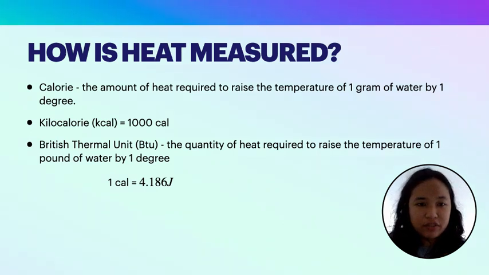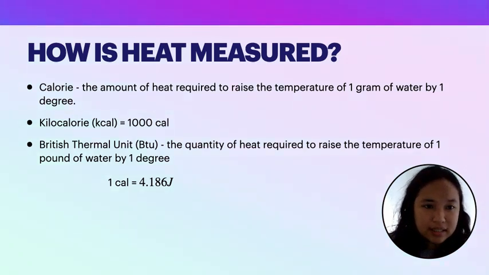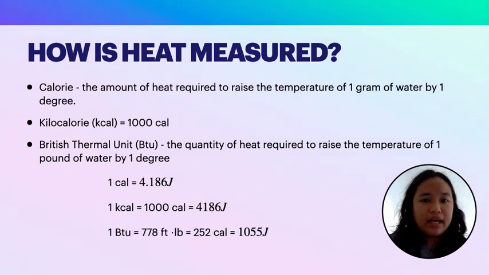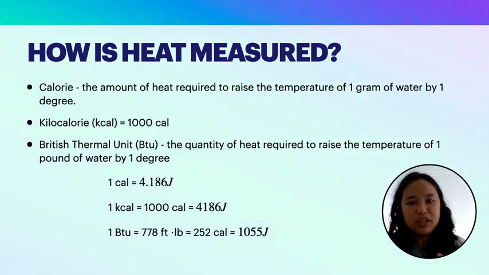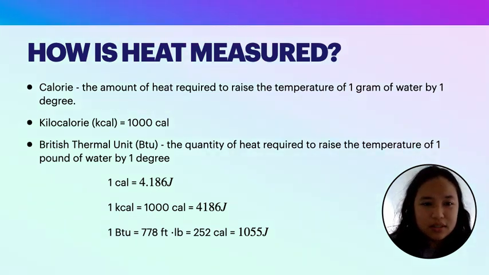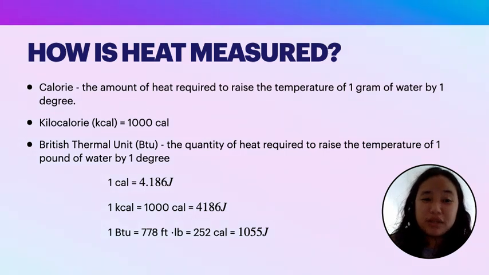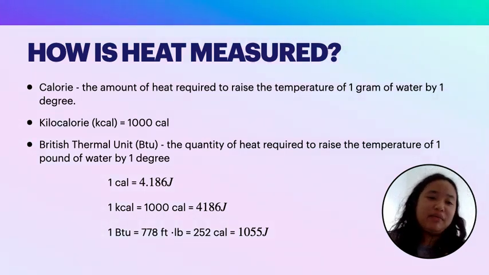Okay, so here are some of the conversions. First, 1 calorie is equal to 4.186 joules. So 1 kilocalorie is equal to 1,000 calories, which is equal to 4,186 joules. And 1 BTU is equal to 778 foot-pounds, which is equal to 252 calories, which is equal to 1,055 joules. So kaning BTU, this isn't usually used in the SI unit, so we will just deal with calorie and kilocalorie, but you just put this in the back of your mind, pero dili ra ta magamit ana.